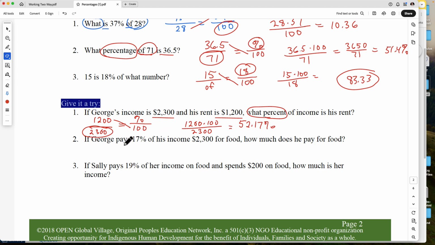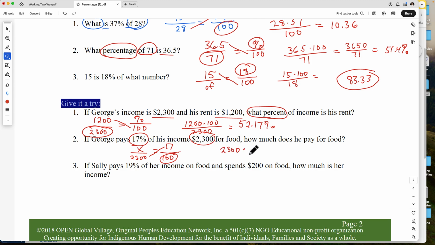Okay. And here's just another. If George pays 17% of his income, well, where's that going to go? That always goes with the 100, right? We already know 100. Here's our 17% of his income, 2,300 for food. How much does he pay for food? And again, we can kind of say, okay, income, that must be the whole part. Food is a part of what he pays. So that's the 2,300 down here. We don't know what the food budget is, but now we can cross multiply and then divide.